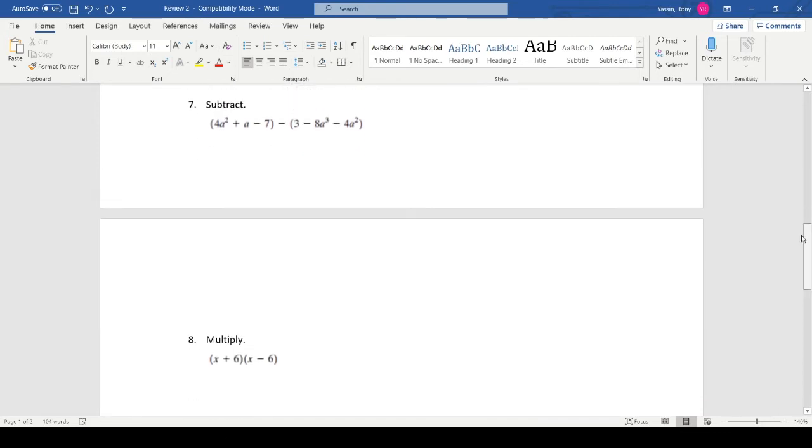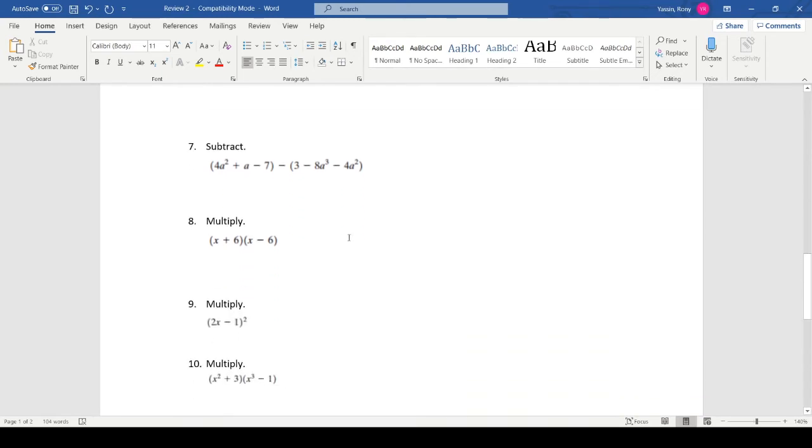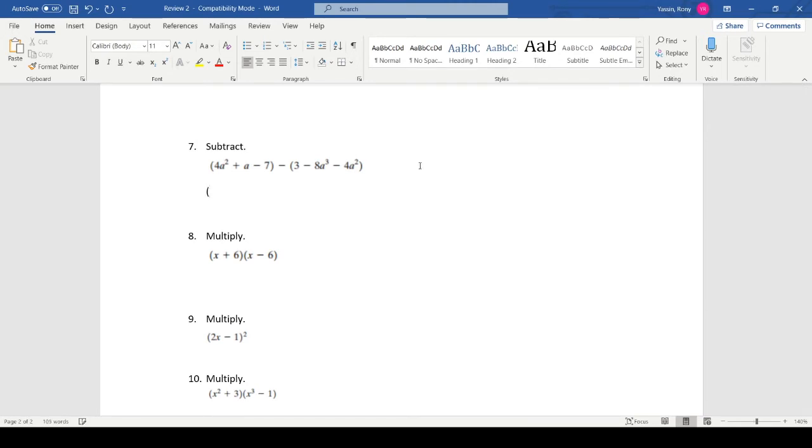Okay, moving on to number 7. So number 7 says subtract, so we were subtracting polynomials here. Okay, so this says 4a squared plus a minus 7 minus 3 minus 8a third minus 4a squared. Okay, so remember when you're subtracting polynomials, it's important to remember the minus sign right here. So the minus sign in the middle, right outside this parentheses, is going to change everything inside this parentheses. So we can rewrite this first part. This is going to be the same, we're not changing this. So 4a squared plus a minus 7. But the second part, we're going to distribute this negative sign to each term in the parentheses.